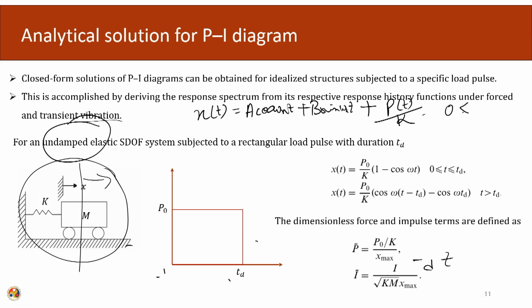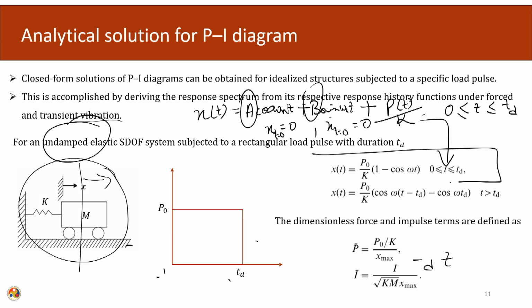So, this response is for 0 to Td, with initial conditions x at time t equals 0 being 0, and x dot at time t equals 0 being 0. From there we can calculate a and b, and if we do all the calculations, then this is the equation of the forcing function when the system is still under the influence of the loading function.